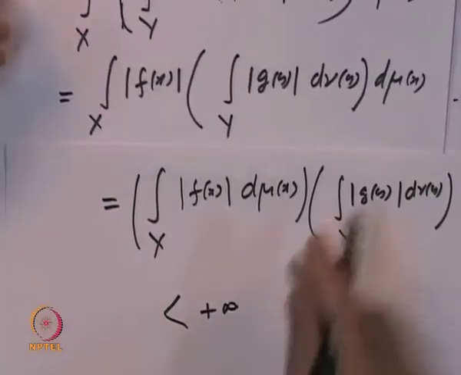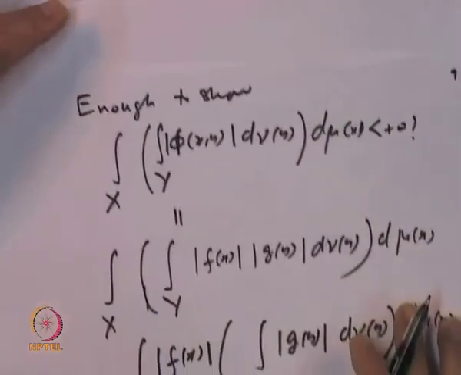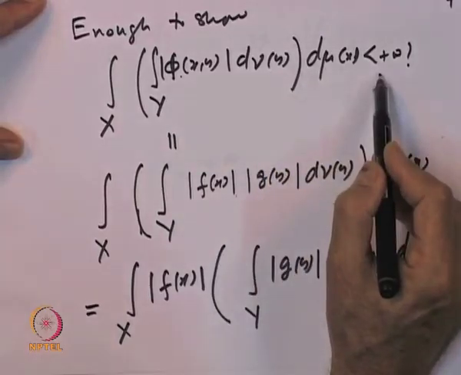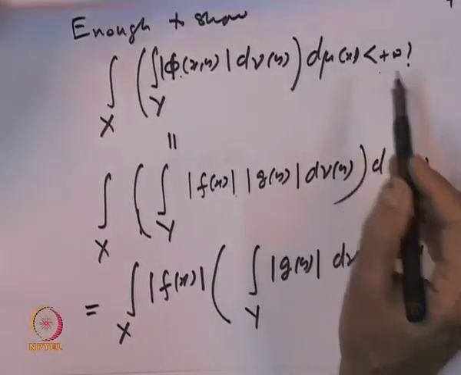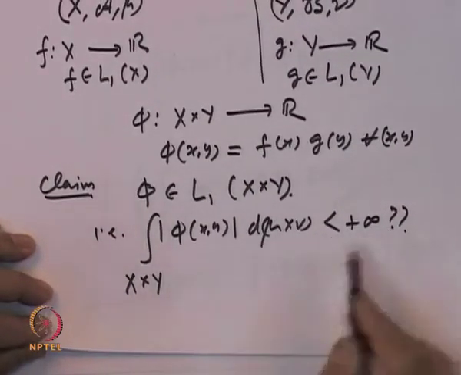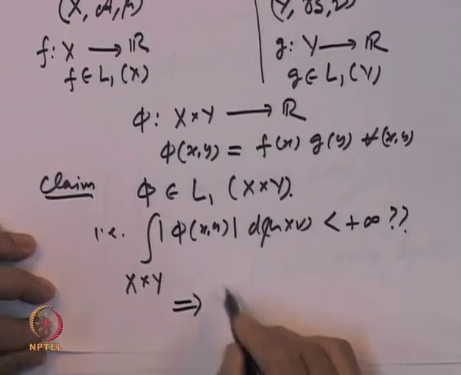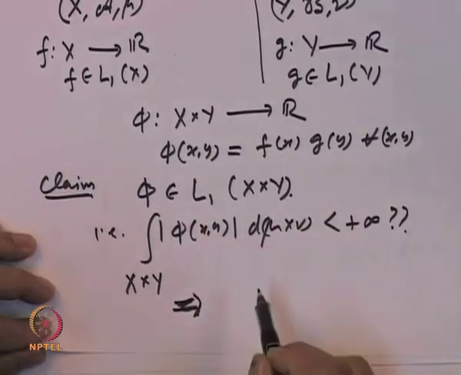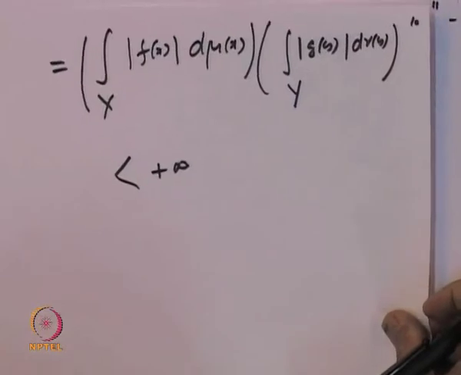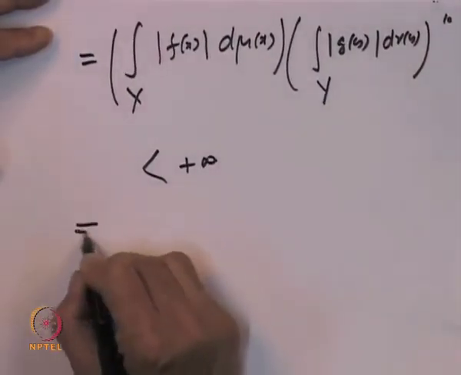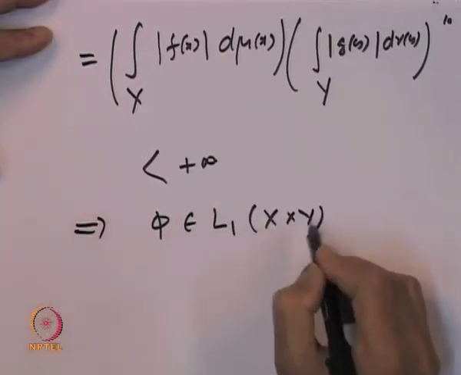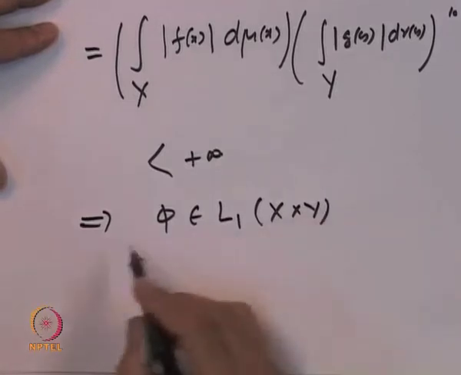So, what we have shown is that the iterated integral of mod of phi x y is finite. So, that, as we just observed, is equivalent to saying that the integral of the function mod phi x y is finite. So, this will imply that phi belongs to L 1. So, phi is an L 1 function on the product space x cross y. Because it is in L 1, Fubini's theorem is applicable.